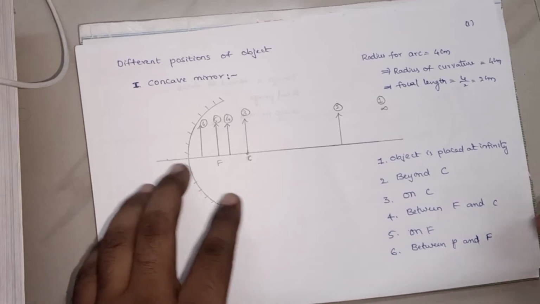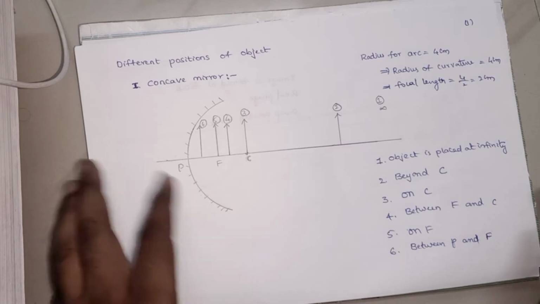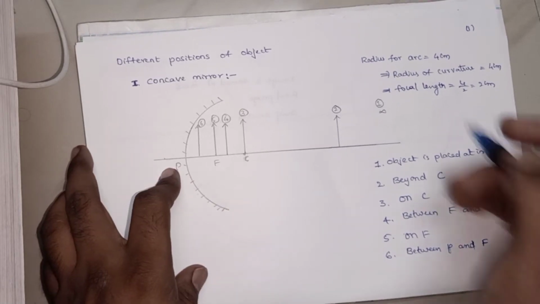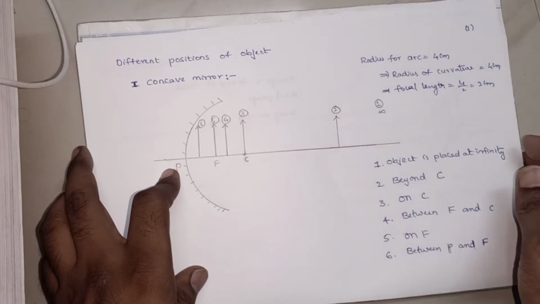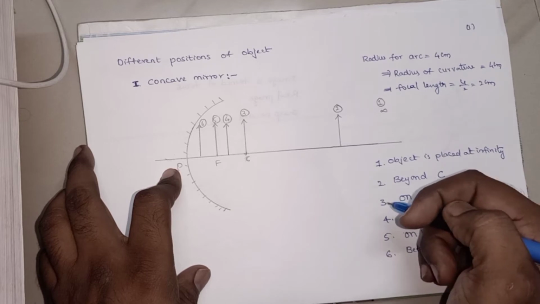Hi, hello students. In this video, we are going to discuss how to draw ray diagrams effectively and in a simple manner. In spherical surfaces, we have two kinds of mirrors. One is the concave mirror and the second one is the convex mirror.